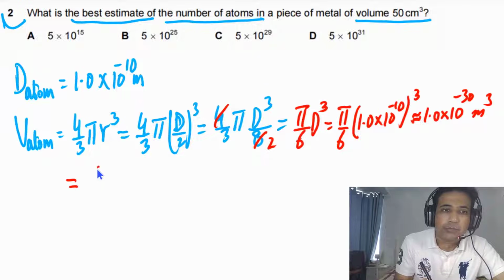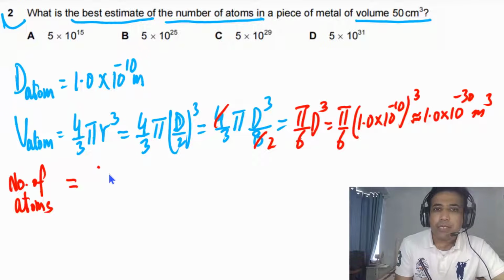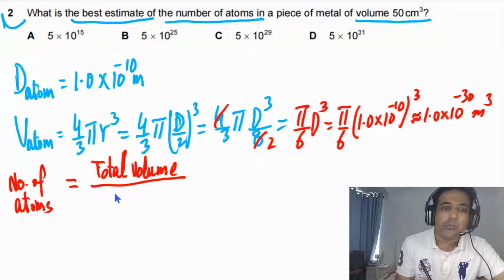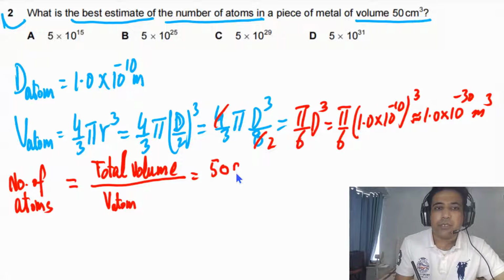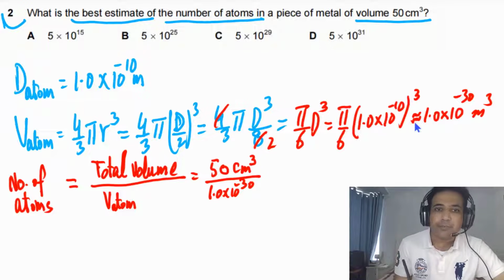Now we can simply divide, so we can find the number of atoms. Number of atoms will be equal to the total volume, meaning the volume given to us, divided by the volume of a single atom. The total volume we have is 50 cubic centimeters. And the volume of a single atom is 1.0 times 10 to minus 30, about this value.